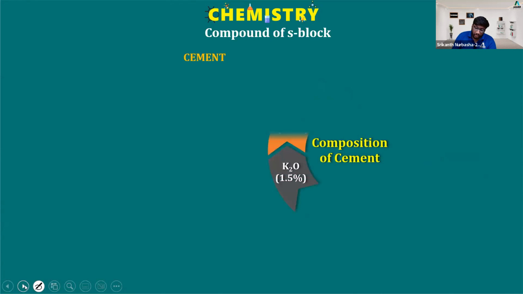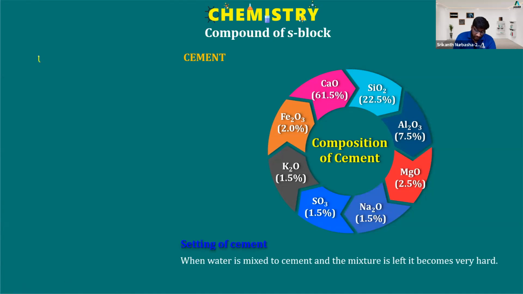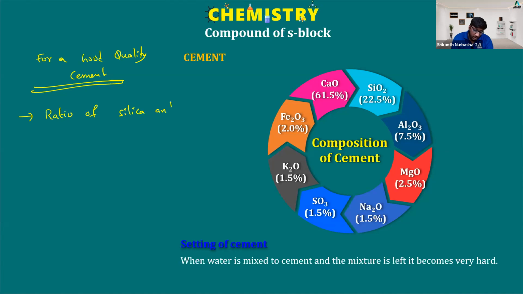Different compositions of cement are there in this fashion. But for a good quality cement, the ratio of silica and alumina should be 2.5 to 4. That is, take the percentage of silica and the percentage of alumina; if you take the ratio, you will get a value between 2.5 and 4.